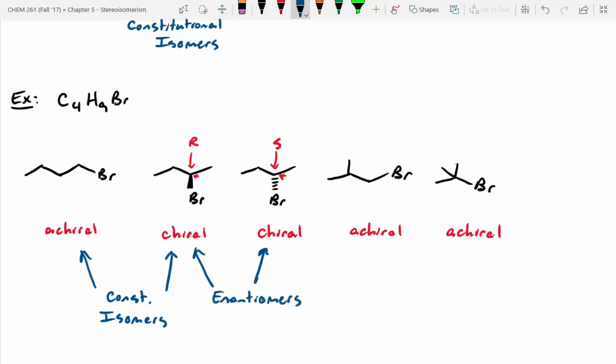Again, this is a situation where a model kit can come in handy if you're having trouble seeing that mirrored relationship. Build both of these and then hold them up against one another in different ways to see if they are mirror images. All right, and then last but not least, I'll just do a couple more. What about these three? How are they related? Constitutional isomers. Does that make sense? The relationship between all of these? Let's try an even harder one then.